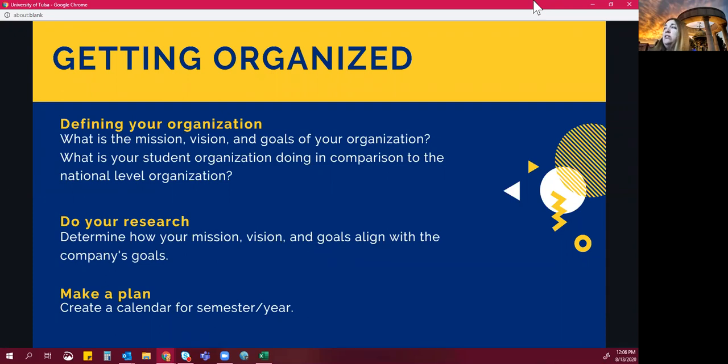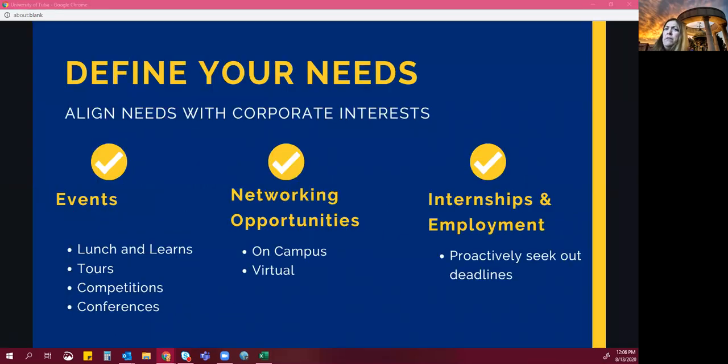So it should include the number of weekly or monthly events, brief mentions of the activities, the events, the conferences, competitions that your organization hosts or participates in. And I think you can go to the next slide, Candace, if that's all right.